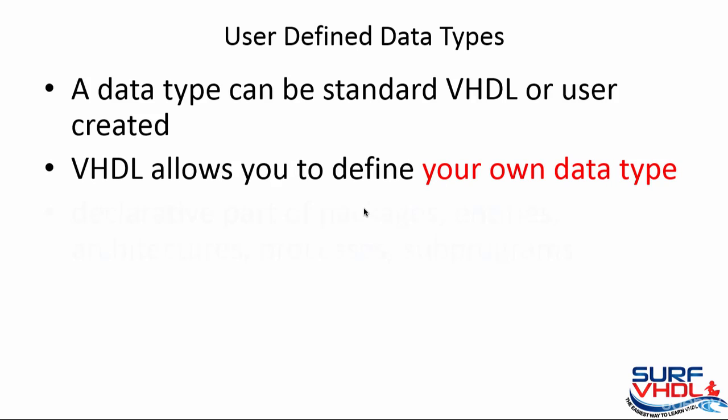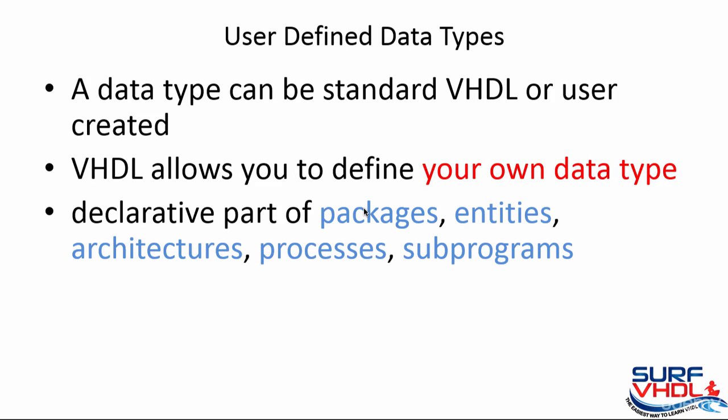A data type can be declared in the declarative part of a package, entity, architecture, process, and subprogram. Among user-created data types, there are also several predefined types in the standard package. VHDL data types can be summarized as follows: scalar and composite.